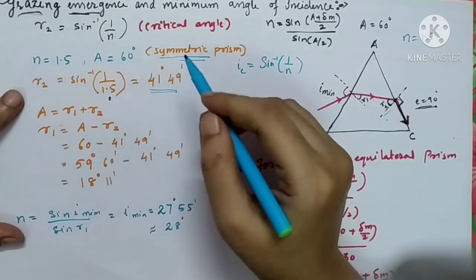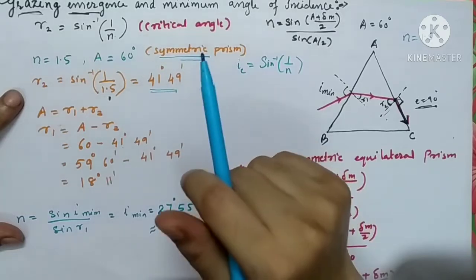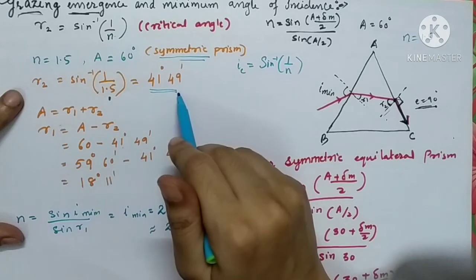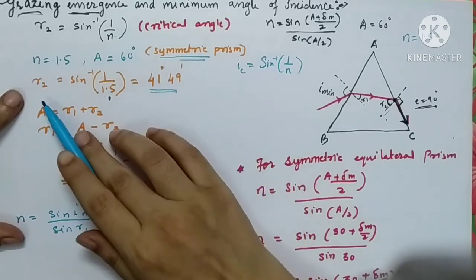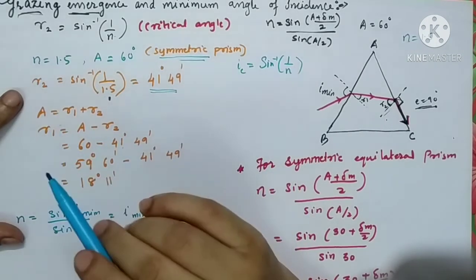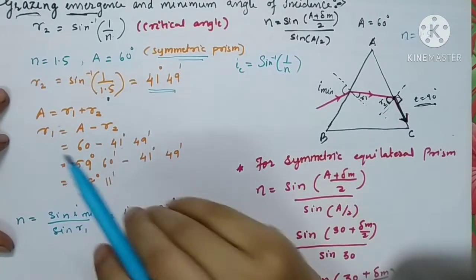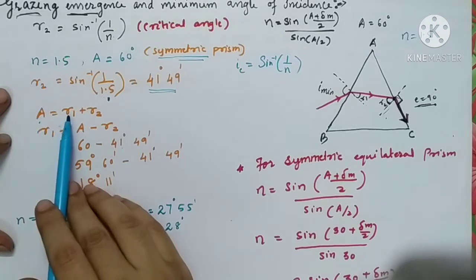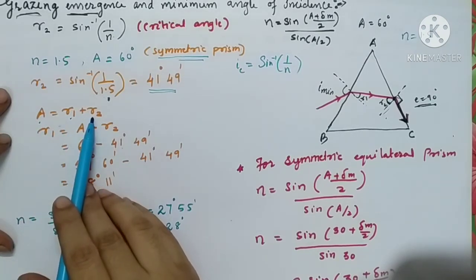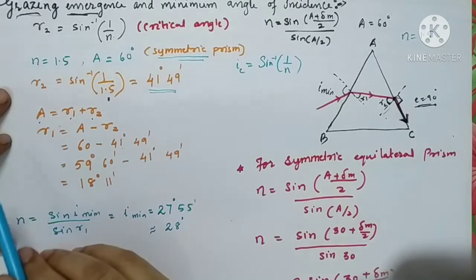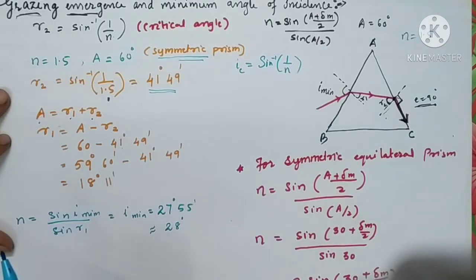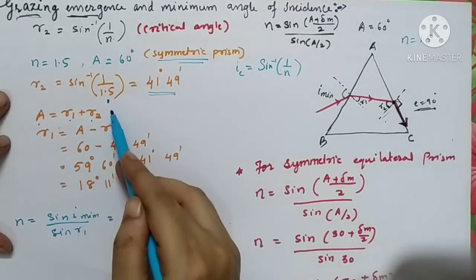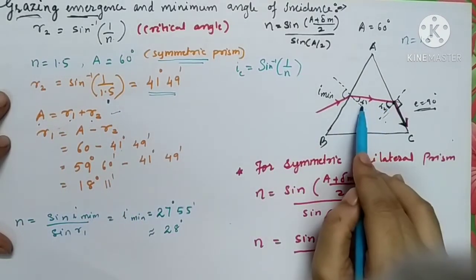When you search this value in the mantissa column of the natural sine table, you are going to get 41 degree and 49 minutes for the value of R2. Now from the prism formula, we all know that angle A, the refracting angle of a prism, is also equal to R1 plus R2. This was the equation that we had studied in the last lecture, the derivation of the prism formula. So from this equation we are going to calculate R1.